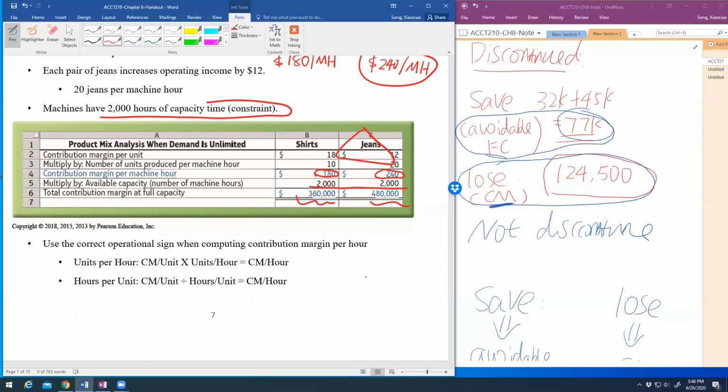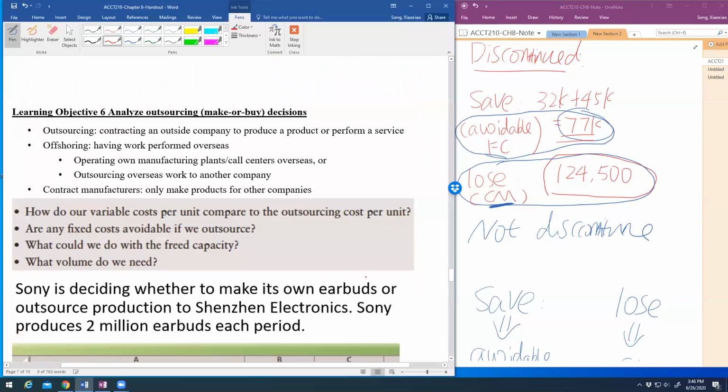Okay, next one, I want to talk about the last scenario. This one is very important. You definitely will have questions in your exam or in your assignment. I think actually your MyAccountingLab assignment is from this part. Analyzing outsourcing, whether we should make or buy. We should make or buy decision making. So in this video, we get the general idea, and next video we go through the numbers together.